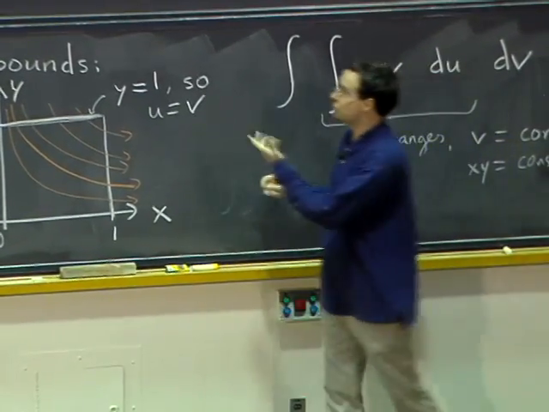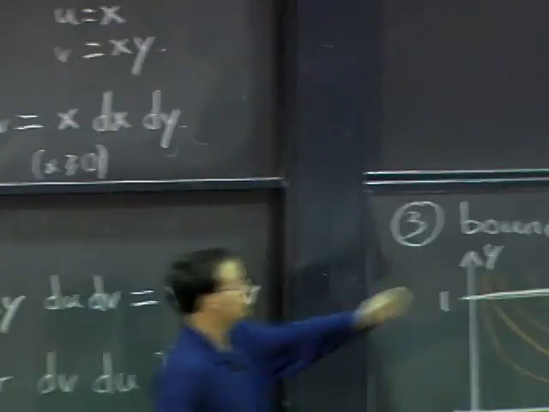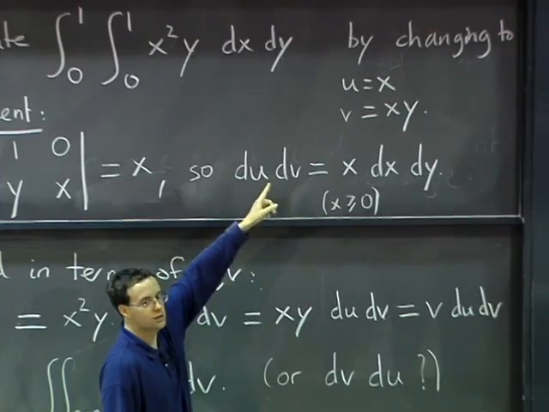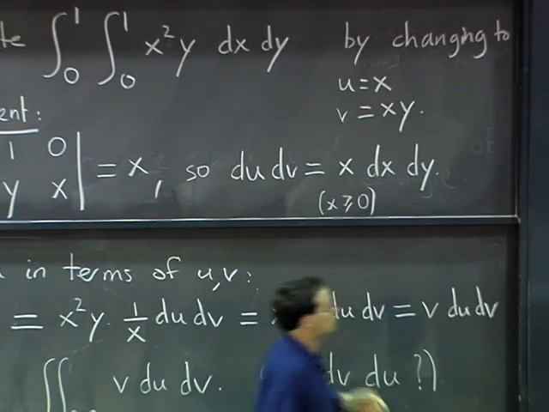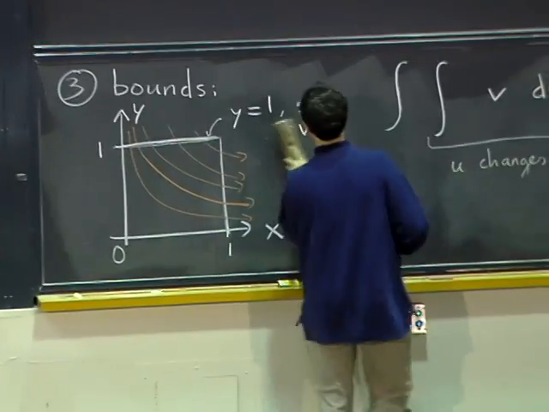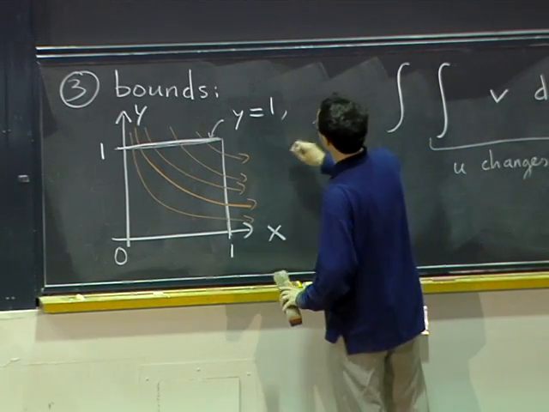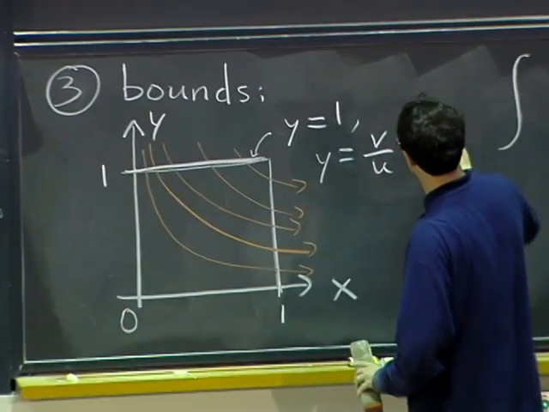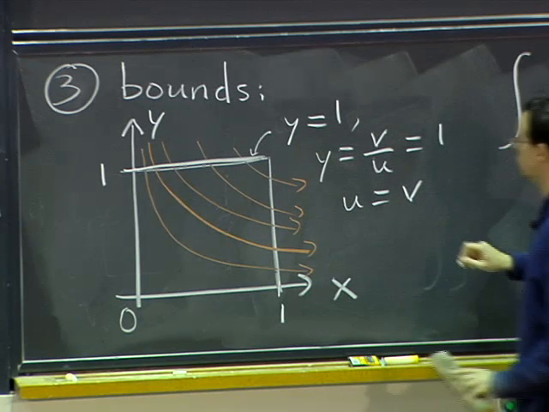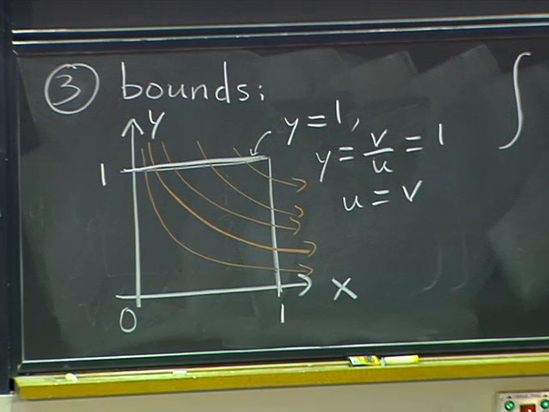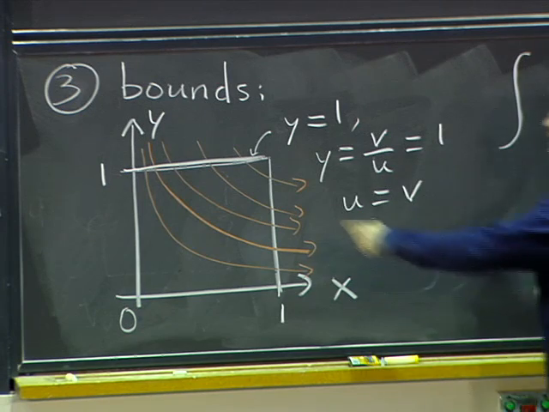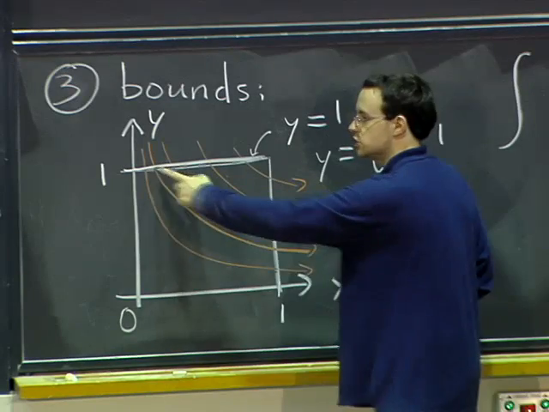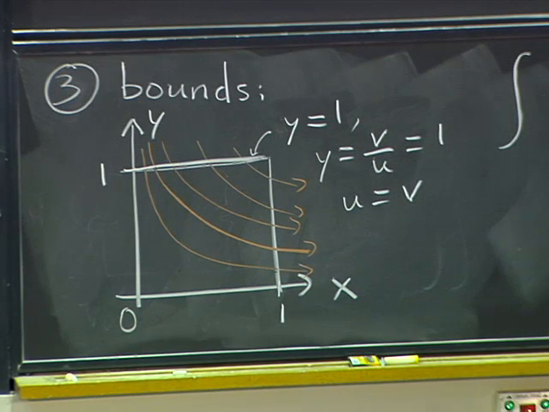The other way to do it is to say that you want y equals 1. You want to know what y is in terms of u and v. Well, it's easy. y is v over u. So let me actually add an extra step. We know that y is v over u equals 1. So that means u equals v is my equation. So when I'm entering my region, the value of u at this point is just v. u equals v.